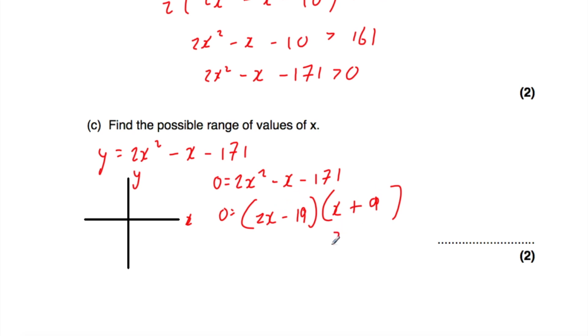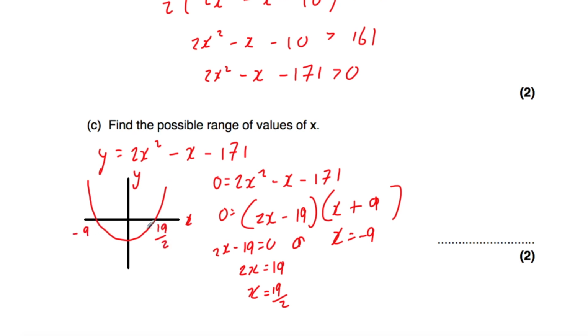And then here, the x will be equal to negative 9 for this bracket, or for this bracket, we'd have 2x minus 19 is equal to 0. Add 19 to both sides gives us 2x equals 19, and dividing by 2 gives us x is equal to 19 over 2, or 9.5. So we've got our values for x. Now let's sketch our quadratic. So we've got minus 9 and 9.5. So minus 9 is over here somewhere, 9.5 will be over there somewhere. So minus 9 and 19 over 2, or 9.5.